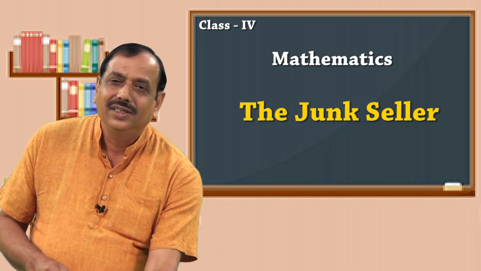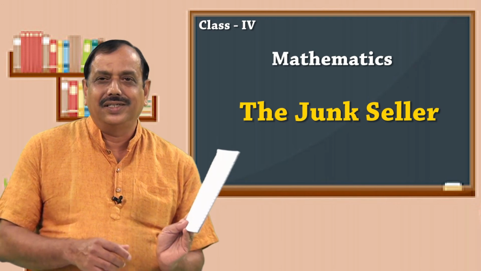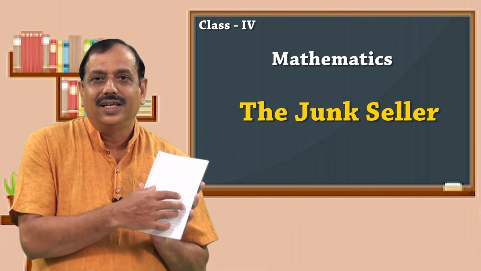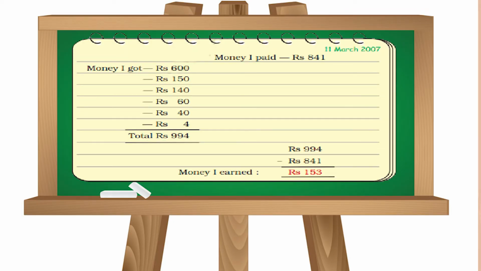So, the diary could be any notebook, any notebook we can consider, and you can write the day on which you have done the business and you can list what you have done. So, you can also see on the screen how Kiran is maintaining her diary. On the left side of the diary, she has written the money I got. So, that is what she obtained by selling her junk at Dinu's shop, what she got on that particular day.